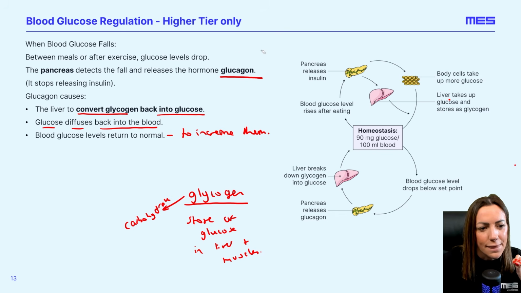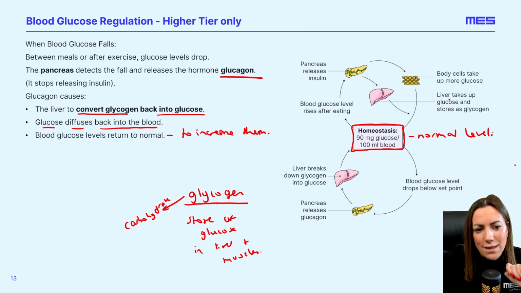So let's look here. So this is normal blood glucose. We don't need to know the numbers, but it says you want about 90 milligrams of glucose in 100 milliliters of blood. That is your normal level. And that's what we want to maintain via homeostasis using negative feedback. We want to maintain that normal level.